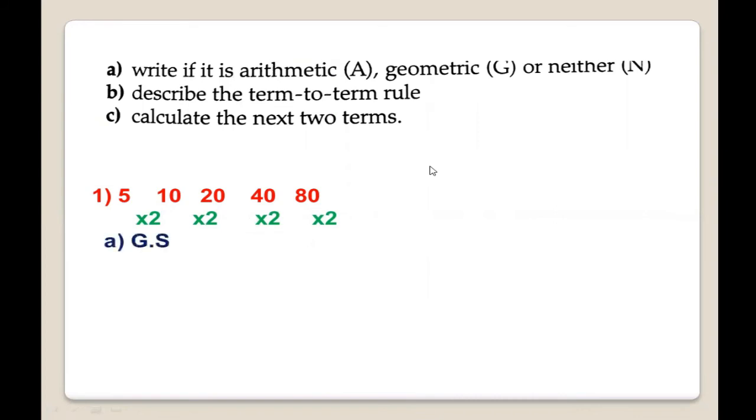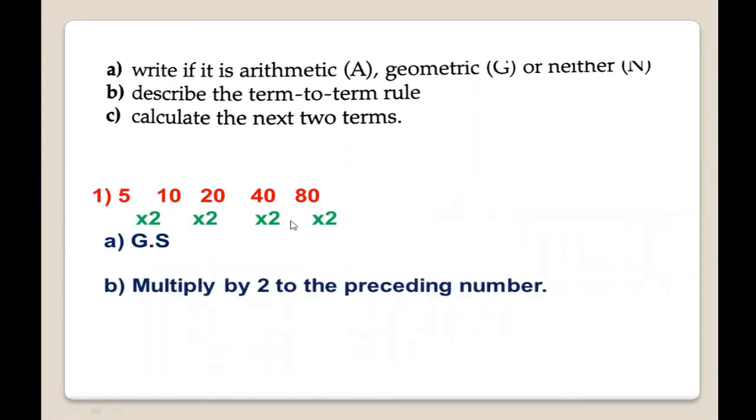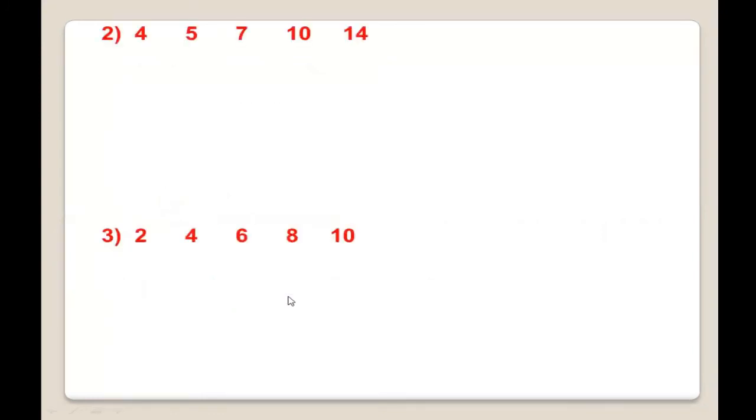So this is part A. What kind of sequence is it? It is a geometric sequence. And how to write the rule in words? The term to term rule is multiply the preceding number by 2. How to calculate the next two terms? What will be the next term? 80 multiplied by 2 is 160. 160 multiplied by 2 gives 320. Understood now how to find it? Now let's do one more.